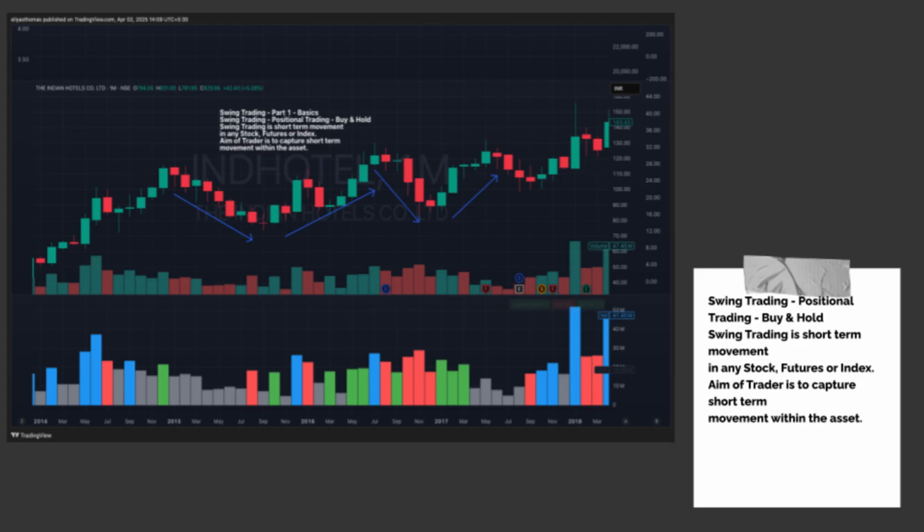Again, this is on the way down. This one is again on the way down. So these swings that you're seeing, these are actually categorized as swing trading because you are trying to capture this swing or this one, right?